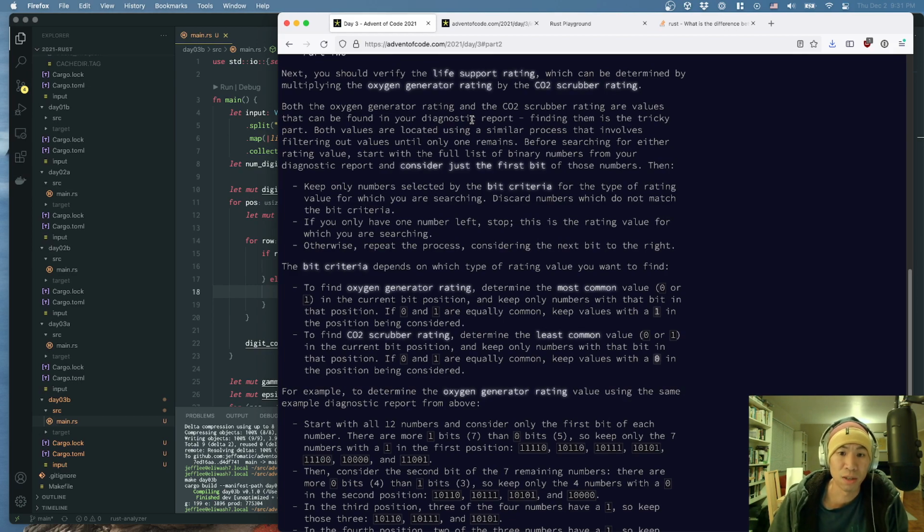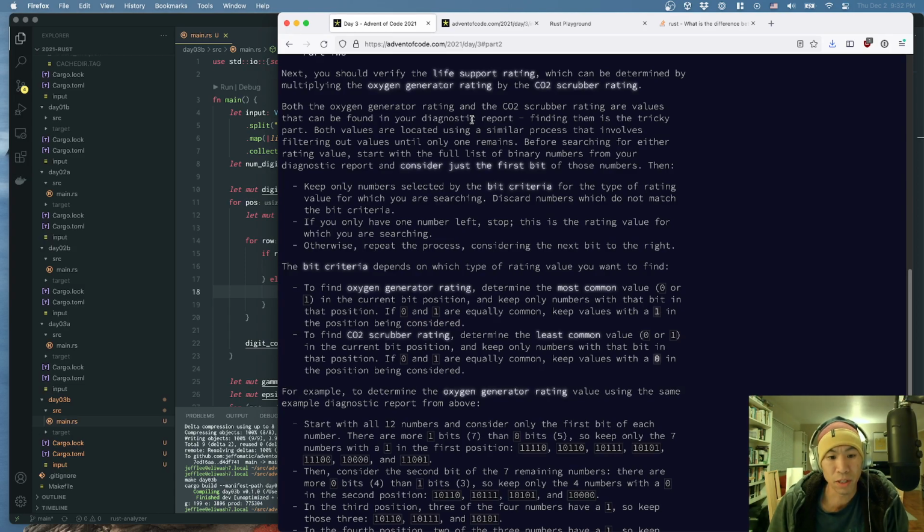Both values are located using a similar process that involves filtering out values until only one remains. Before searching for either rating value, start with the full list of binary numbers from your diagnostic report and consider just the first bit of those numbers. Then keep only numbers selected by the bit criteria for the type of rating value for which you are searching. So there's two different ratings, oxygen generator and the CO2 scrubber rating. Discard numbers which do not match the bit criteria. If you only have one number left, stop. This is the rating for which you are searching. Otherwise, repeat the process, considering the next bit to the right.